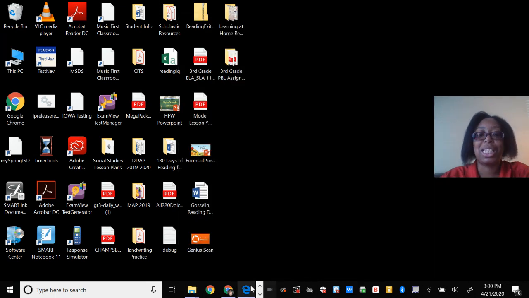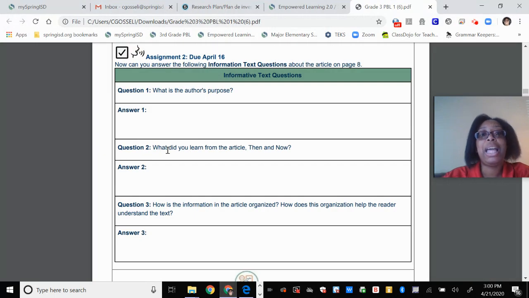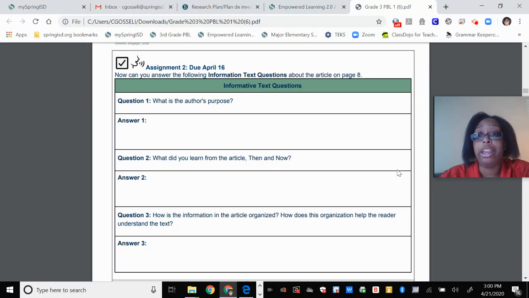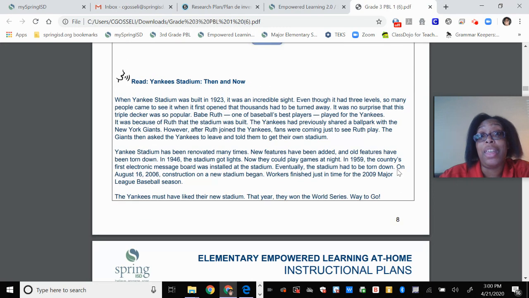The next question has to do with your personal experience relating to the assignment. What did you learn from the article? So start off with, I learned that, and then put in some information from the text that you learned, okay? So I learned that in 1946, the stadium got lights.